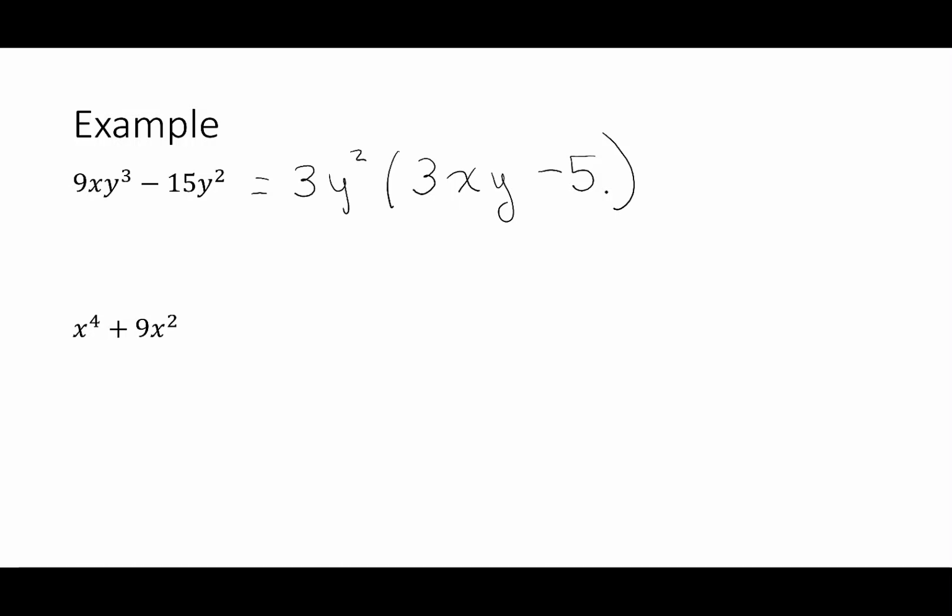The next one says x to the fourth plus 9x squared. So this time there's no coefficient that's common to both, but I can take out an x squared. It may help to think about the quotient rule for exponents as you're doing the factoring. Remember, you subtract exponents as you divide. So this term that was x to the fourth, I do 4 minus 2 gives me x squared. Then the 9x squared, the x squared comes out, and I just have 9 left.